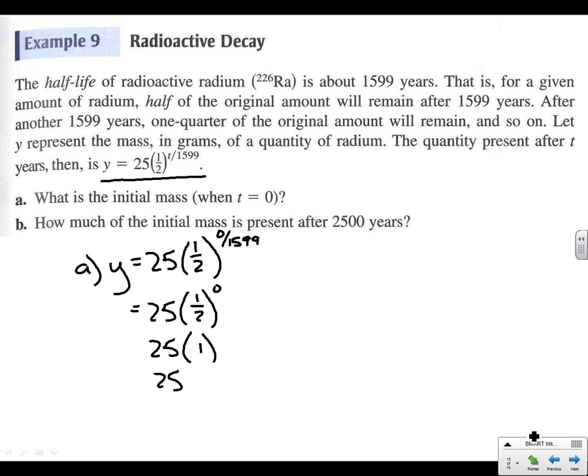So now we want to see how much is available after 2,500 years. So we're going to go to B. And so we'll say y equals 25 times 1/2. And so for our years, we'll go 2,500 over 1599.